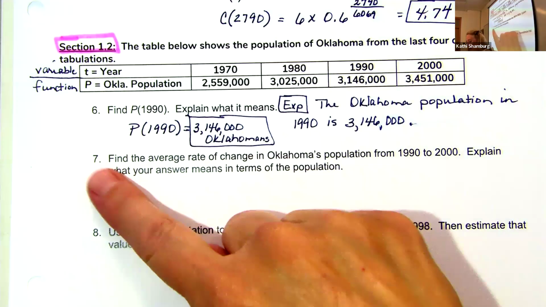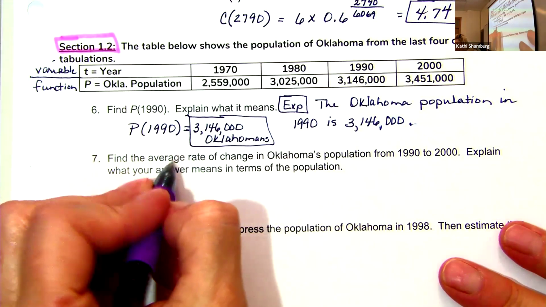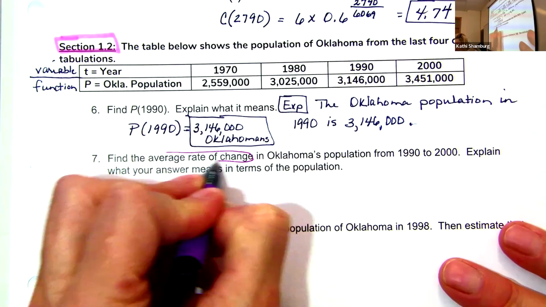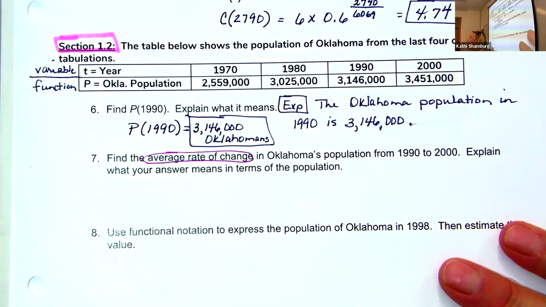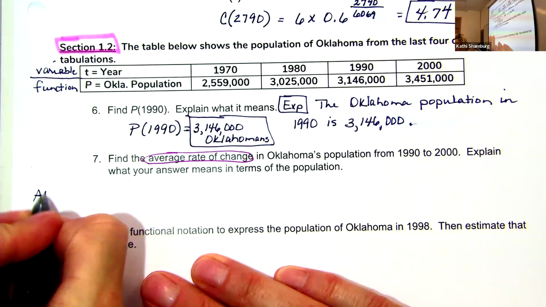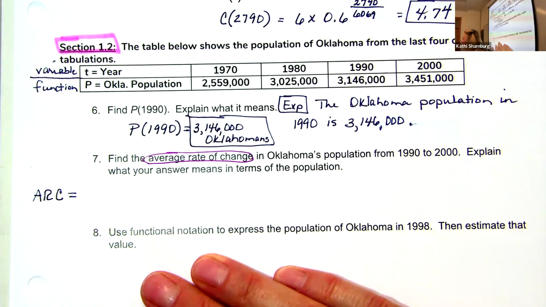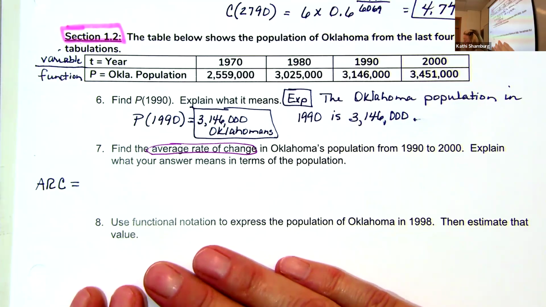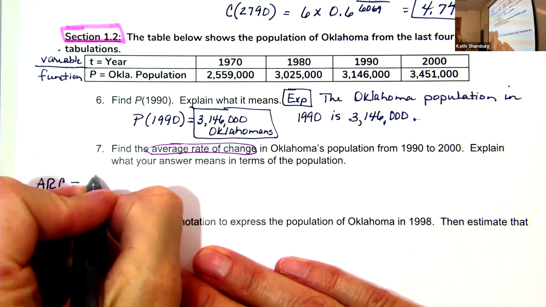All right. Now, number 7 is this average rate of change. Expect an average rate of change question. So you don't have to write out what the formula is, but I'm going to here just so you'll have it in your review. So what's in the numerator? Change in function.